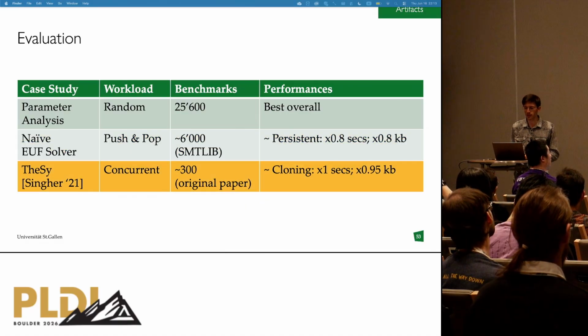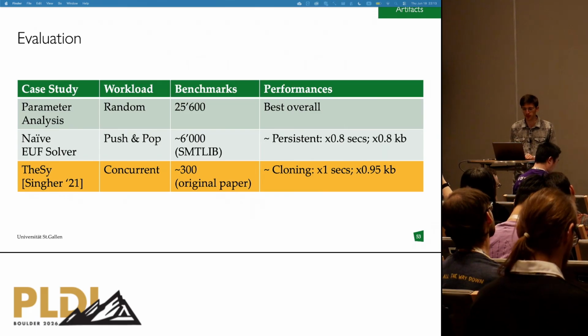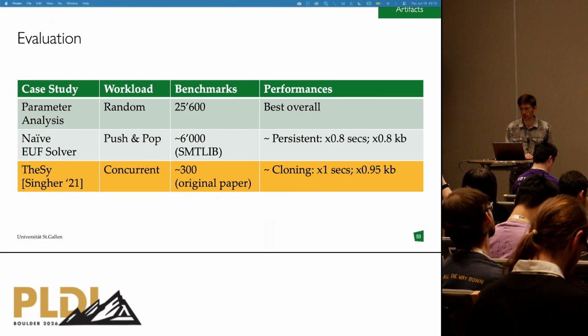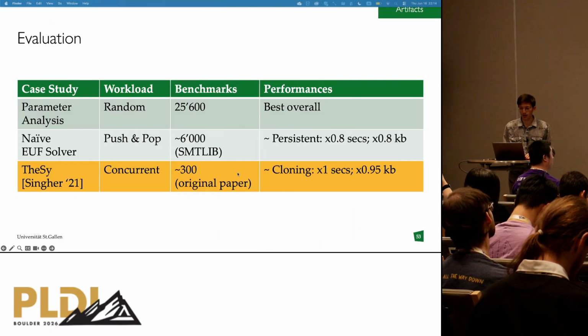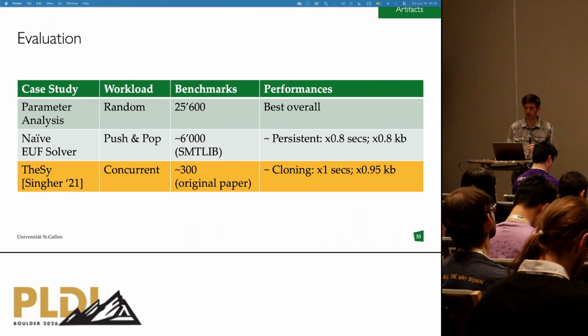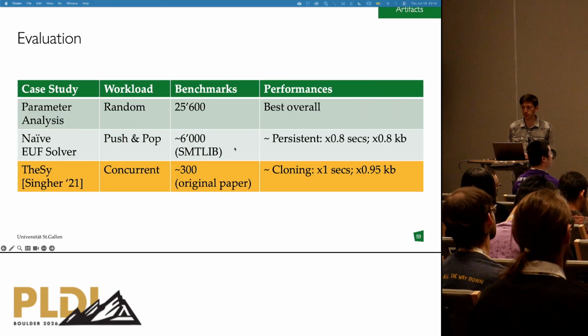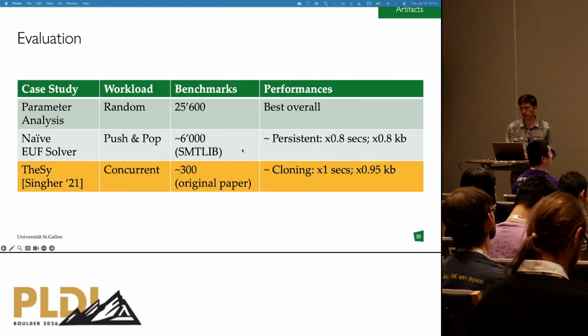And finally, we consider another domain altogether, which is what I mentioned before, an automated prover called Teyjus by Singher 21. And this workload is persistent and concurrent, where the idea is that we want to explore the possibility of working at any version at any time. And we consider the 300 benchmarks from the original paper. And here we perform similar to the best approach, which is cloning, which is way better than the other two.